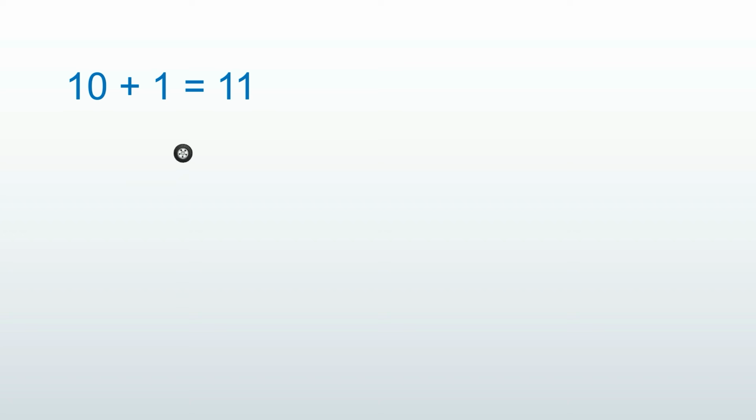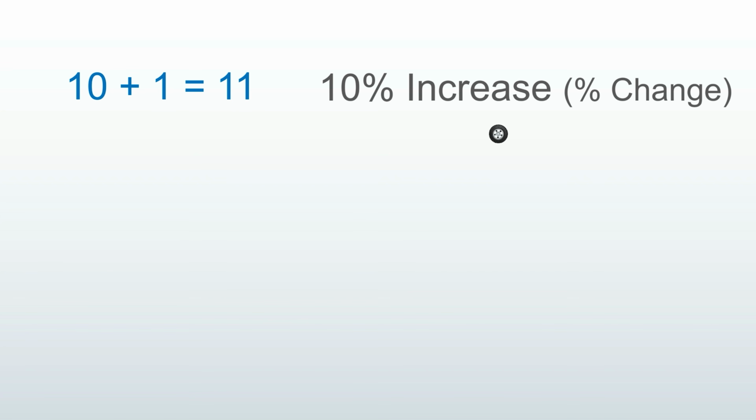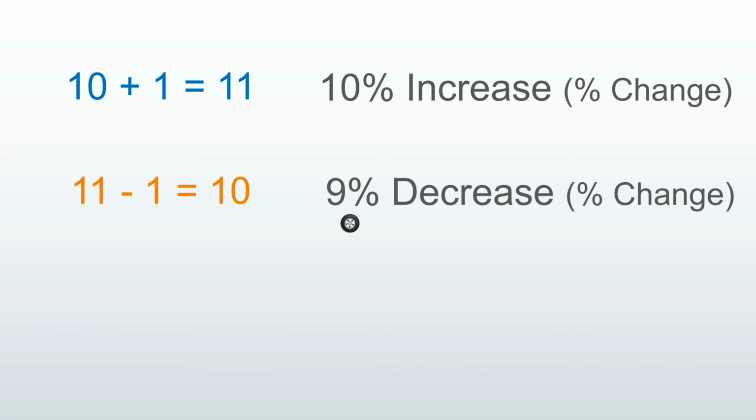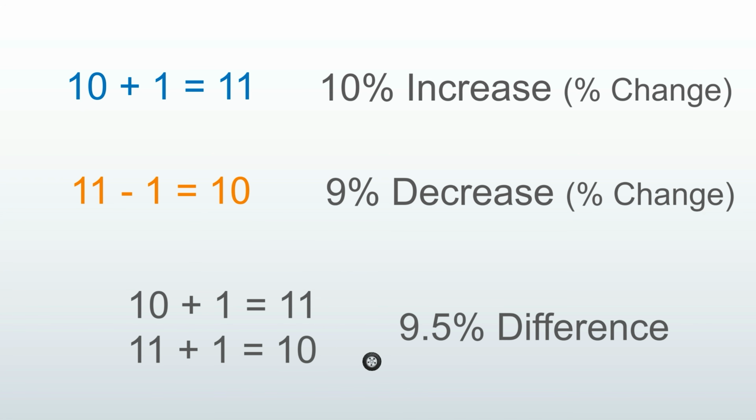Let's look at an example. 10 plus 1 equals 11. That's a 10% increase using the percent change formula. 11 minus 1 equals 10. That's a 9% decrease using the percent change. I'm doing a little bit of rounding just to keep it clear, but basically 10 and 11 are the 2 values, 11 and 10. One direction is a 10% increase, the other direction is a 9% decrease. Now let's use the percent difference formula and we get 9.5, basically the average of 10 and 9.